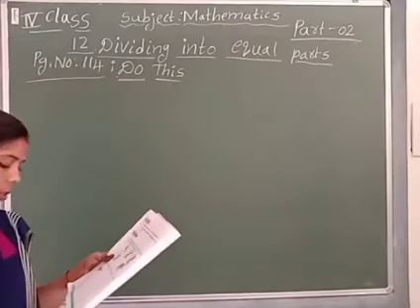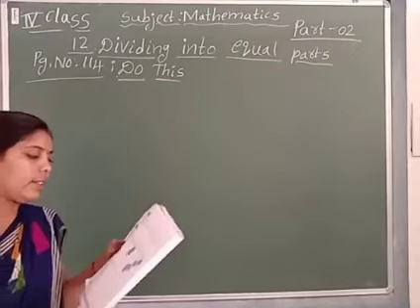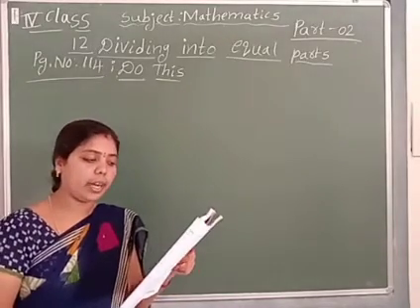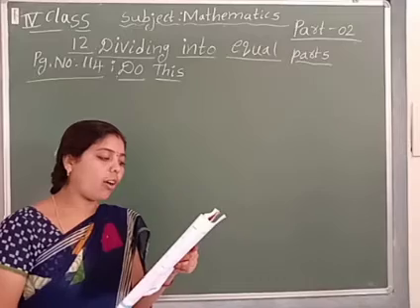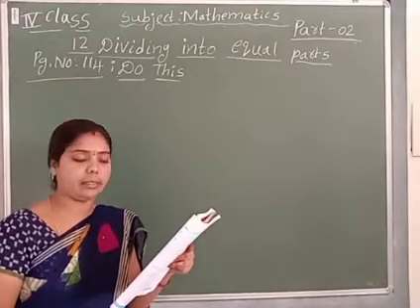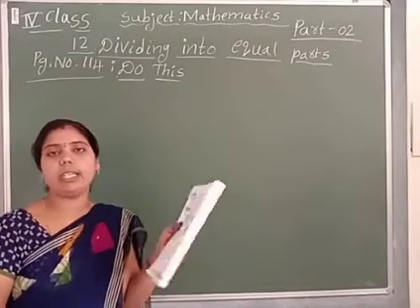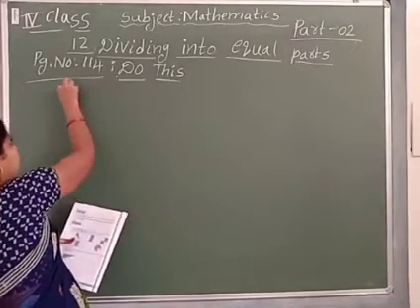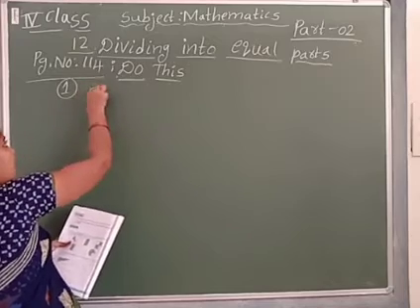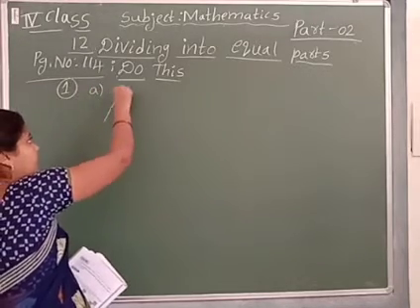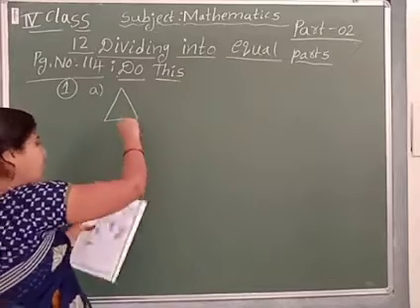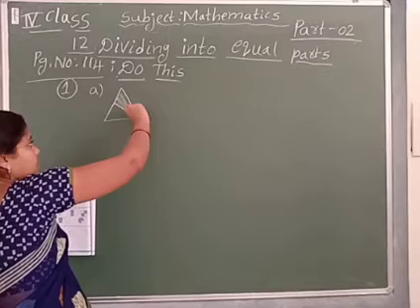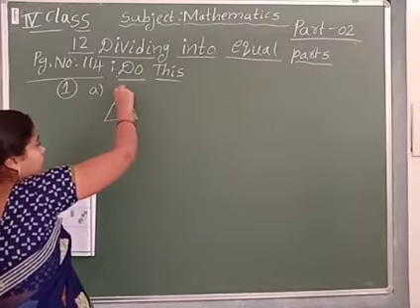See now, the 114th page. The figures, first part here, children. The figures given below have been divided into equal parts. What part of each figure is shaded? One has been done for you. See here, 5 figures are given, children. See, first A. Which shape is this, children? Do you know? Triangle. Very good.